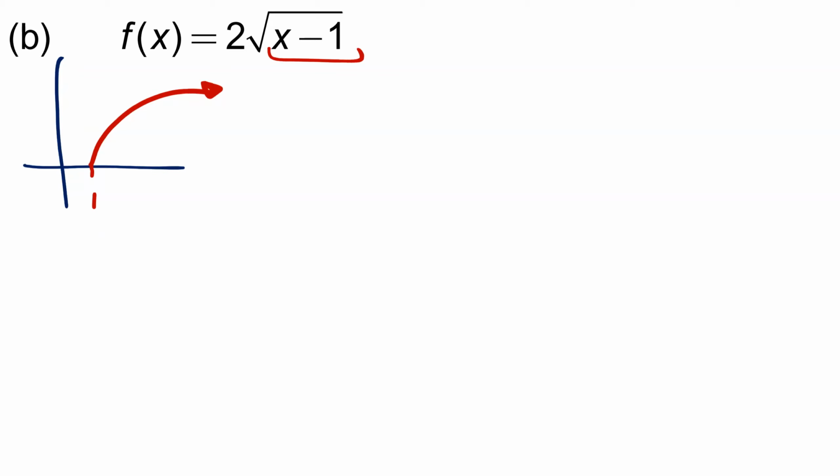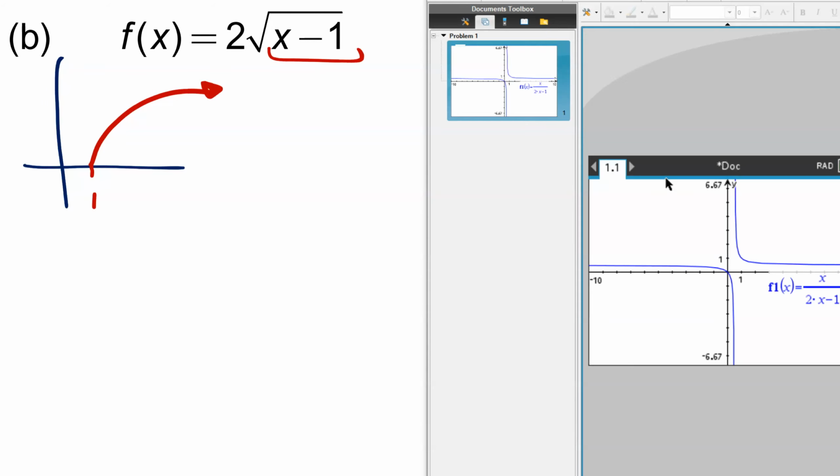Okay, so this is what it looks like. Do we need to graph it? Sure. What you're going to find is it looks exactly like the way we drew it. So I want 2 times square root of x minus 1. Okay, that's exactly what we drew. Good job. Look, that's what we drew. Amazing.